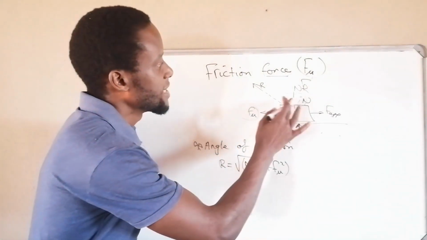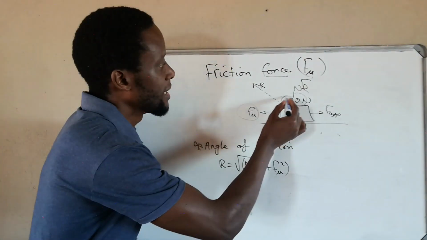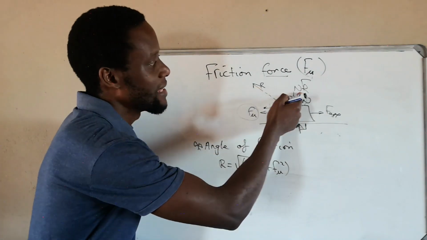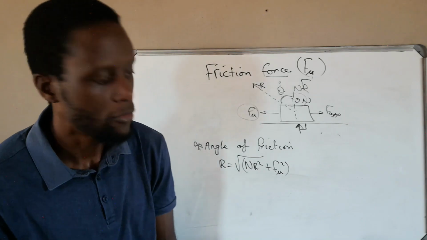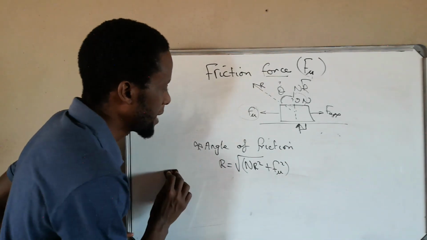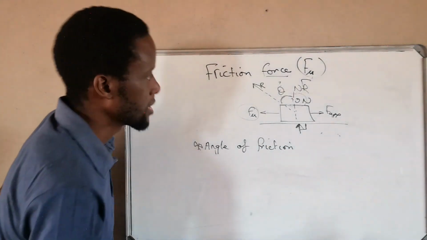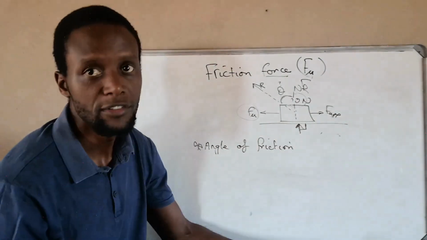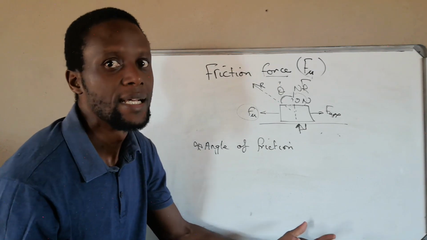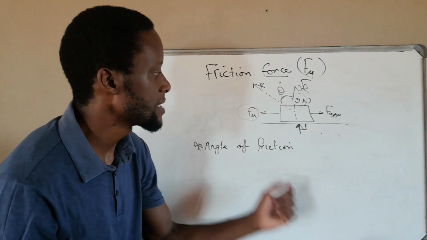Now, the angle of friction is that angle that we have between the resultant and the normal reaction. This angle here, this is our angle of friction. So now to define this, we have understood what it is. There has to be a resultant of the normal reaction and the friction. So once we get the resultant, then we calculate for that angle. That is the angle of friction.